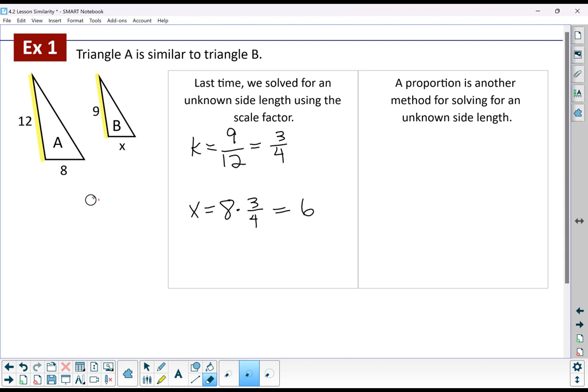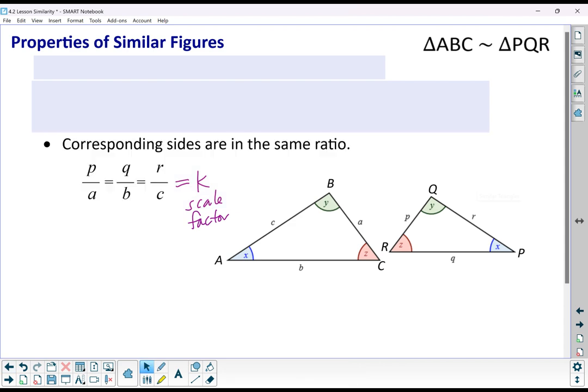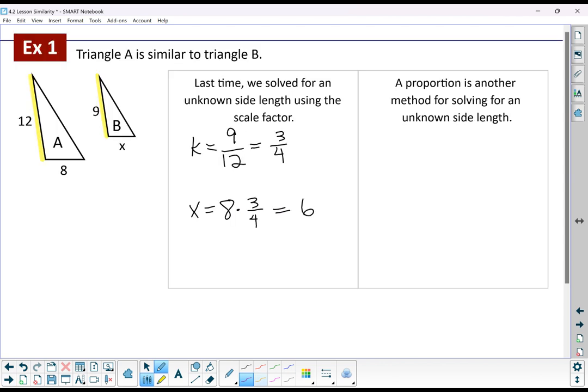When we start getting more into similarity, it's a lot more common to solve these types of problems using a proportion. A proportion is kind of a way of skipping the calculation of the scale factor. Because I know that this fraction is equal to the scale factor, and I know that this fraction is equal to the scale factor, basically I can skip finding the scale factor and just set the two fractions equal to each other. So this is called setting up a proportion, and that's how we're going to solve in this next box. So I want to show you that method.